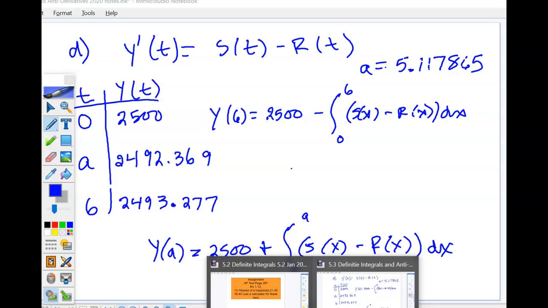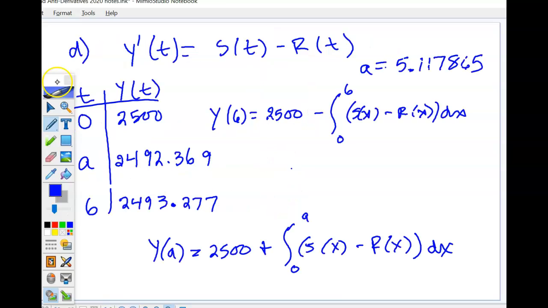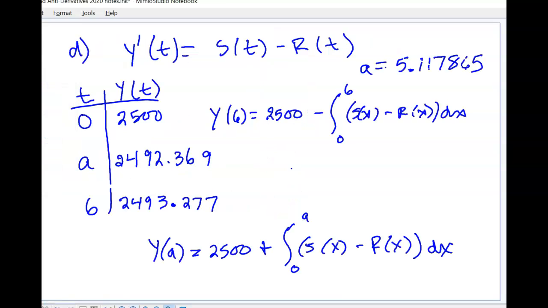Okay, so now let's answer the question. The question was, if we go back, at what time is the amount of sand on the beach a minimum, and what is the minimum value? Justify your answer. Well, my table justifies the answer because I checked the endpoints of my domain plus the critical number where it was a minimum. So we just write a final statement.